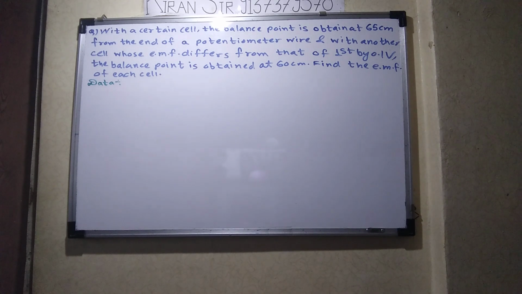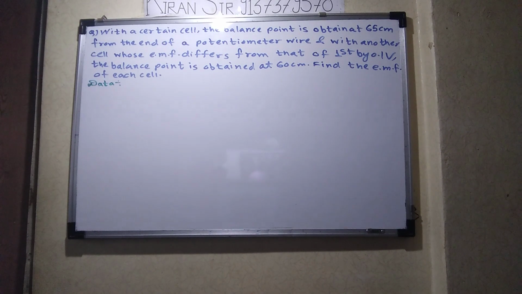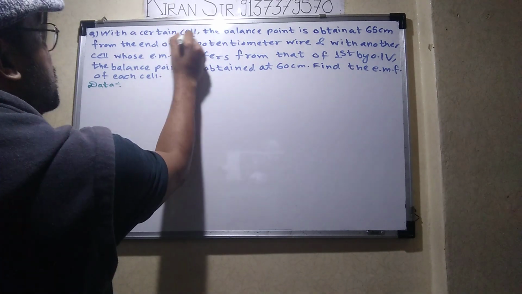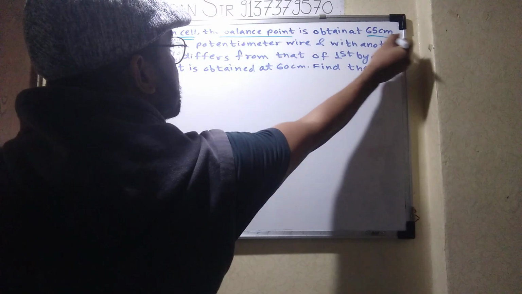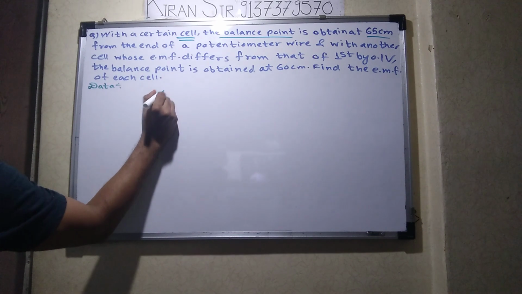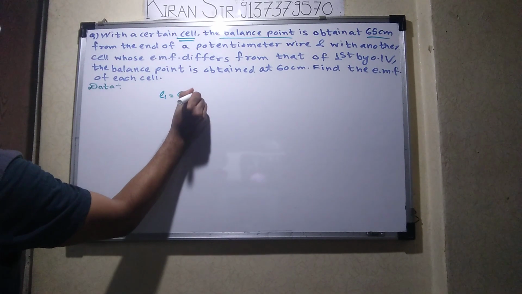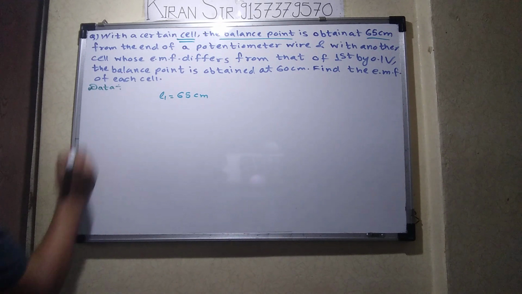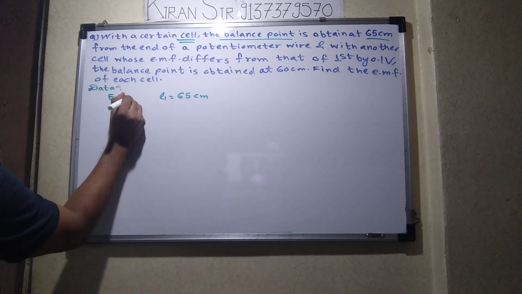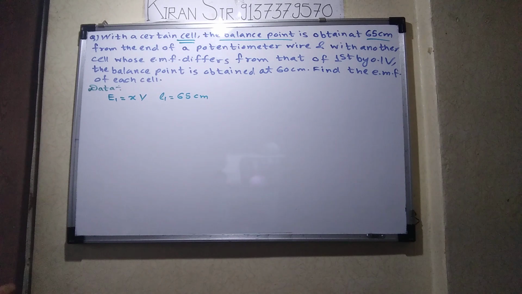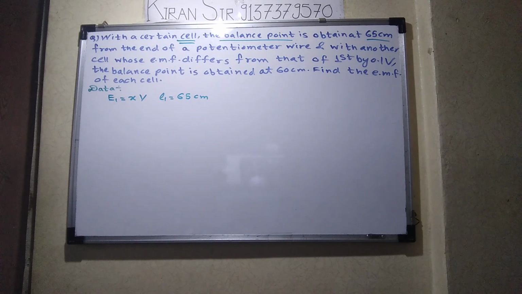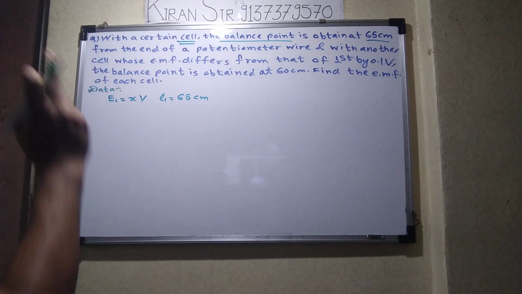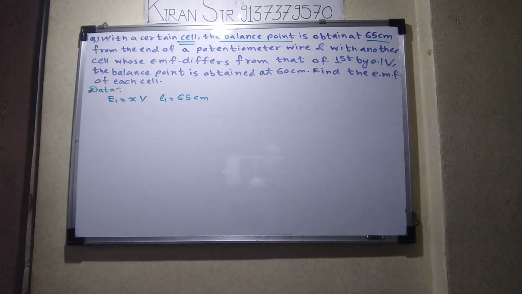So student, what is given here? With a certain cell, a balance point is obtained at 65 centimeter. So L1 is given, we got balance point at 65 centimeter. At a certain cell value we don't know, so we will say E1 be X volt, from the end of the potentiometer wire. So that means from left to right, it's 65 centimeter.